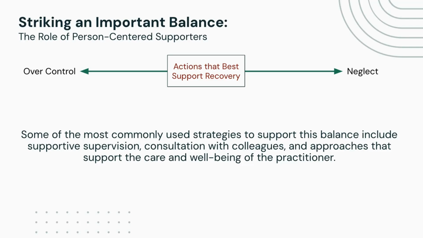Some of the most commonly used strategies to support this balance are supportive supervision, consultation with colleagues, and approaches that support the care and the well-being of a practitioner. It's very difficult to maintain an engaged but not over-controlling stance, maintaining enough disengagement that we're not trying to influence too much, but we're still in the process with a person. And we're not so far back that we're neglecting the relationship and the partnership when we're not very well ourselves and we're not able to nourish and maintain our own sense of balance.